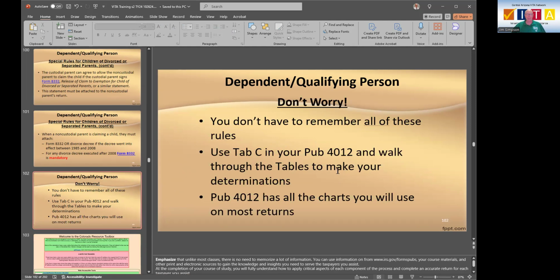You cannot remember all of these rules. I've been doing this 30 years. I've got to go look them up, right? You've got to learn where to go look for them. And that's what I'm saying. Get really familiar with this Tab C in your Pub 4012. Go through the tables to make your determinations. Get comfortable with using these charts, and you'll be sure you make the right decisions every time.